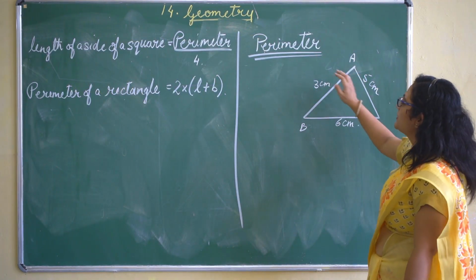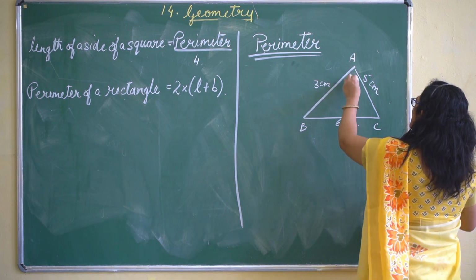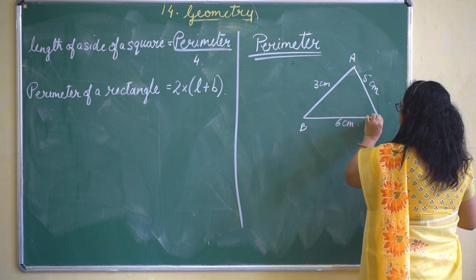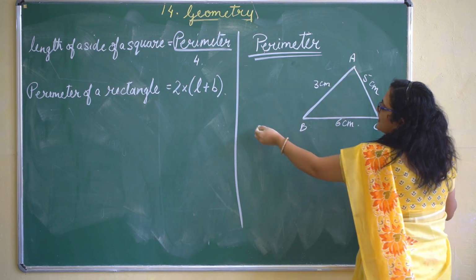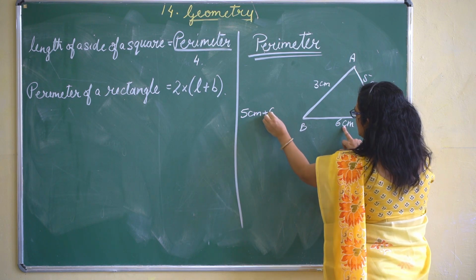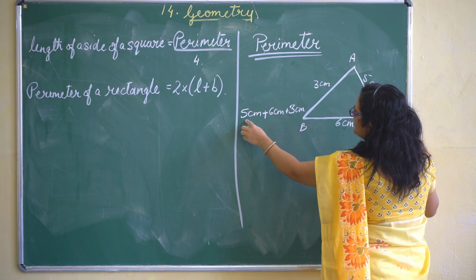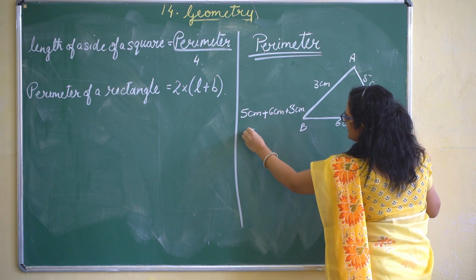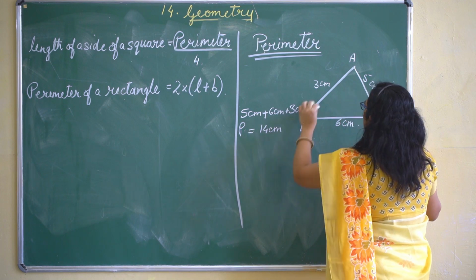Now we will study about perimeter. What is perimeter? Perimeter means the sum of the lengths of all the sides. If I add this length, 5 centimeter, 6 centimeter plus 3 centimeter, 5 plus 6 is 11, 11 plus 3 is 14 centimeter. This is your perimeter.